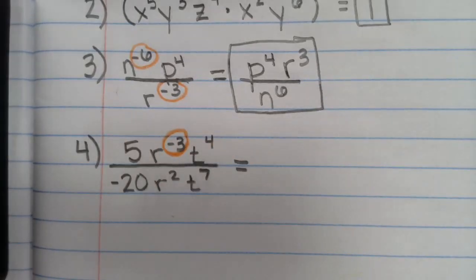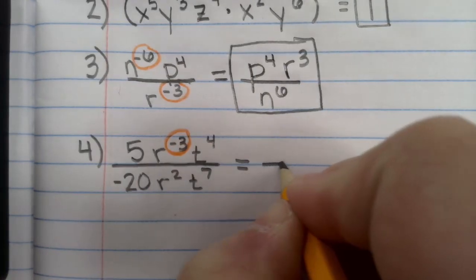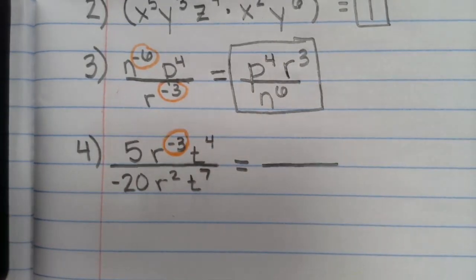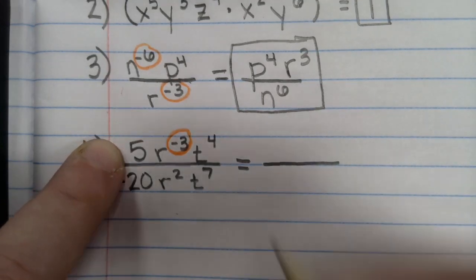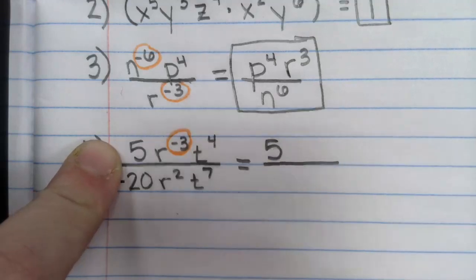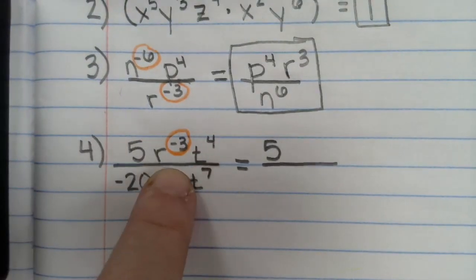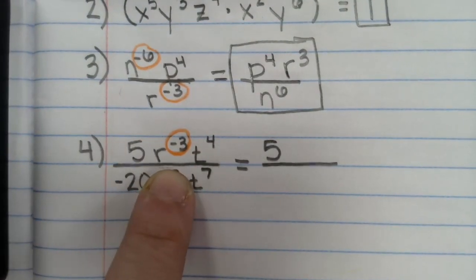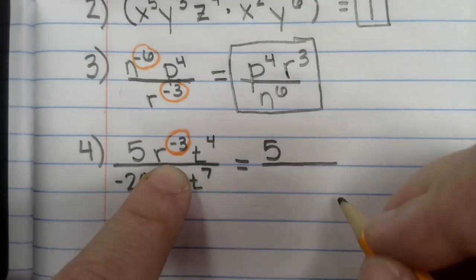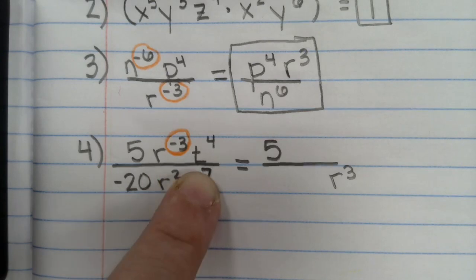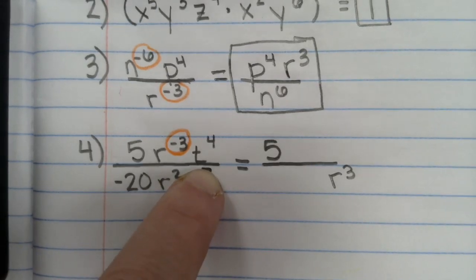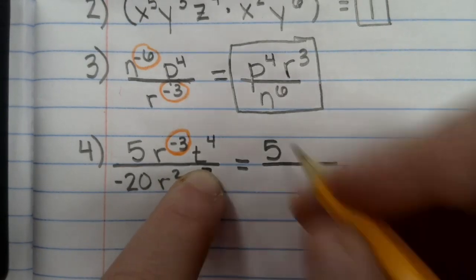That negative exponent. So let's go one by one and decide, are they going to stay or are they going to flip? Does 5 stay on the top or flip to the bottom? Stays. Good, because the exponent is 1. R to the negative 3rd, does that stay or flip? That'll flip. I'm going to put that at the very end, R to the 3rd power. And does t to the 4th power stay or flip? Stay.